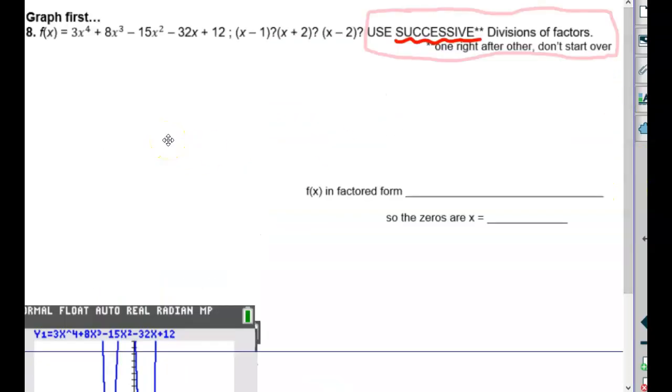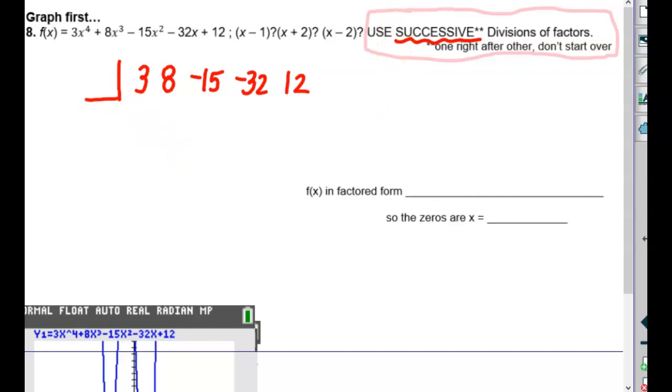back up here. Okay, so the original polynomial was 3x to the 4th, 8x cubed, negative 15x squared, negative 32x, and a positive 12. Lovely. Didn't need any placeholders, but it had a lot of places. Okay, pick one that we did on the calculator. Which one did you like?